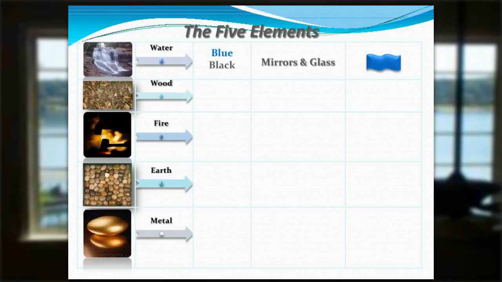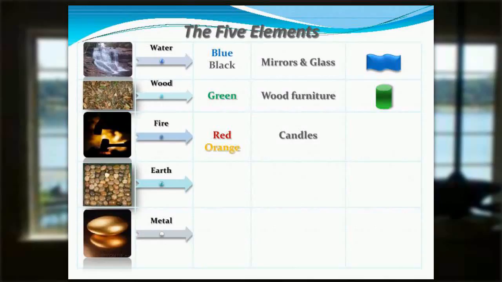Now the next element is wood, and wood can be brought in by the color green. And it can be brought in by wood furniture, of course, wood floors, wood picture frames, lots of ways to do it. And the particular shape is a column. Fire can be brought in by the colors of red and orange, and it can be brought in by things like candles. Certainly your fireplace, if you have one in your house, represents fire. So does the stove. And the shape is a triangle or a pyramid.